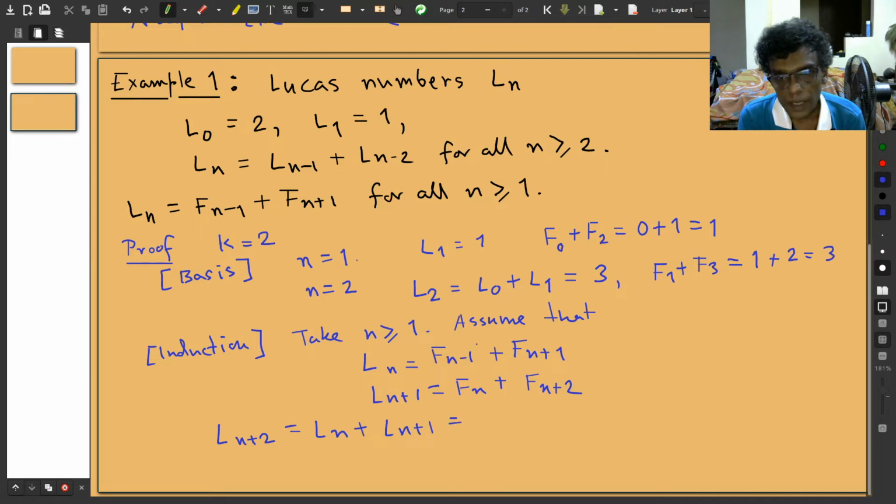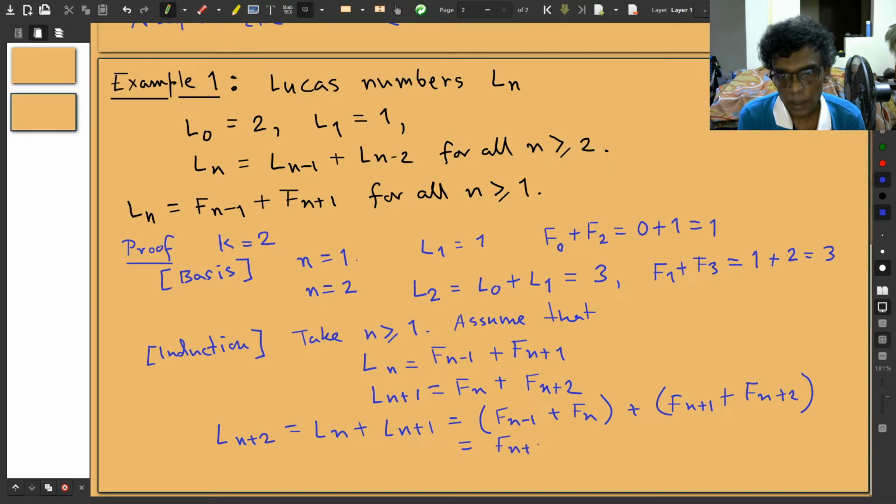Therefore, now I can use these equalities. Ln is equal to this, Ln plus 1 is equal to this, and I reorganize these things like this: Fn minus 1 plus Fn plus Fn plus 1 plus Fn plus 2. Again, by definition of Fibonacci numbers, this is nothing but Fn plus 1 and this is Fn plus 3.